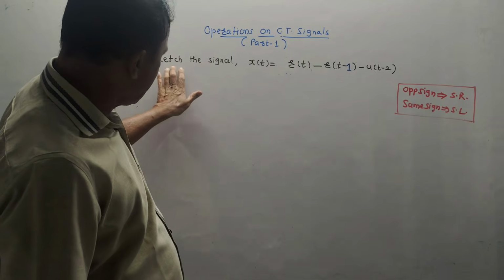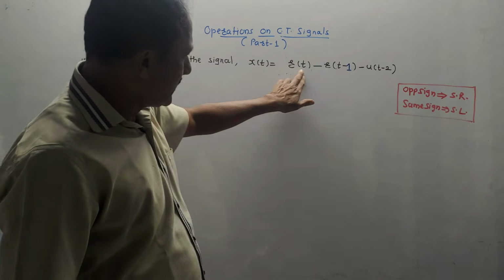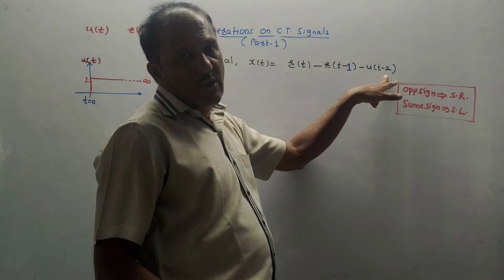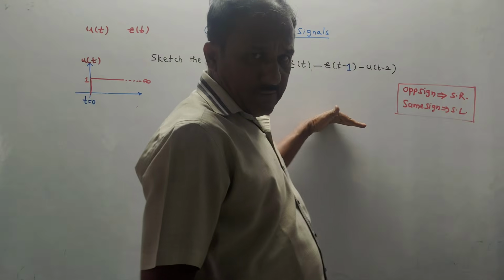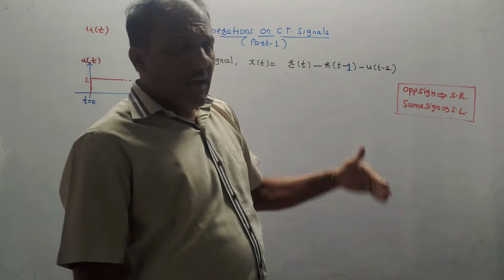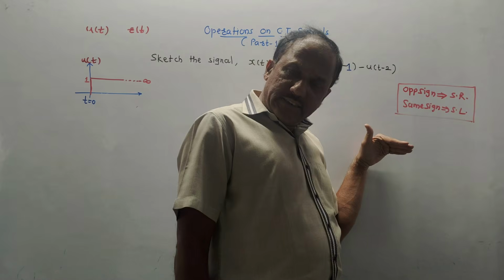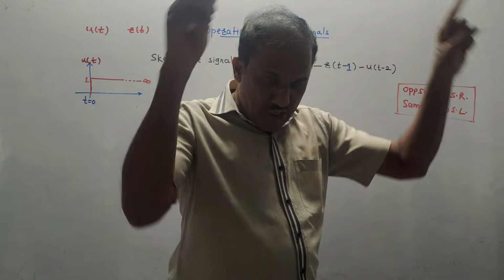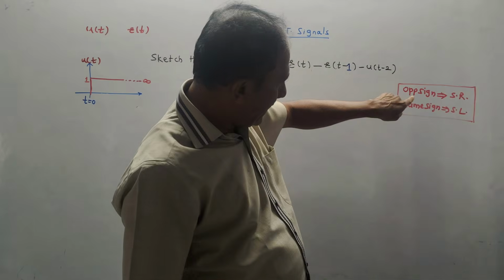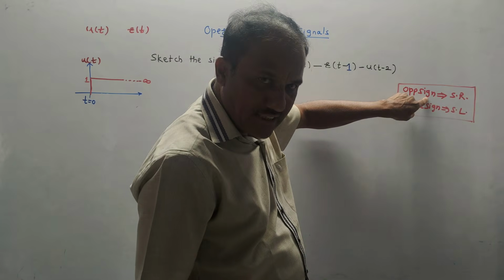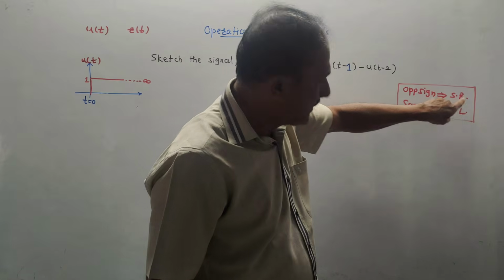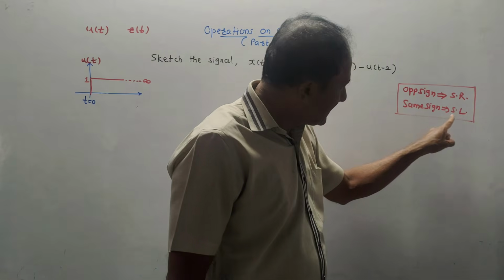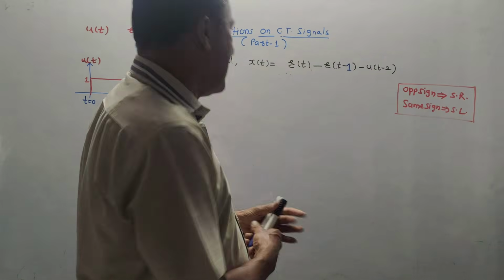So first question is, sketch the signal x of t is equals to r of t minus r of t minus 1 minus u of t minus 2. Before solving the numericals, let us recall the things. While solving the discrete signals, I have told you two simple rules. Just check the signs inside the bracket. If inside the bracket opposite sign is there, shift diagram towards right, it is SR, shift right. If inside the bracket same sign is there, shift diagram towards left, it is SL.